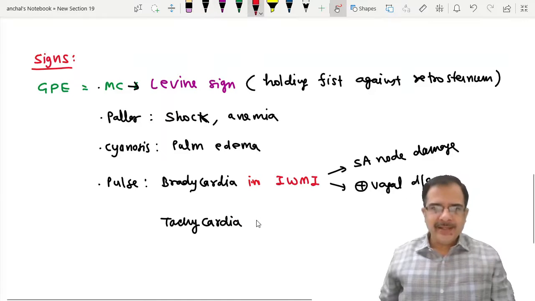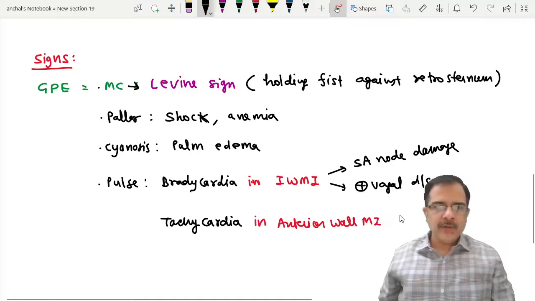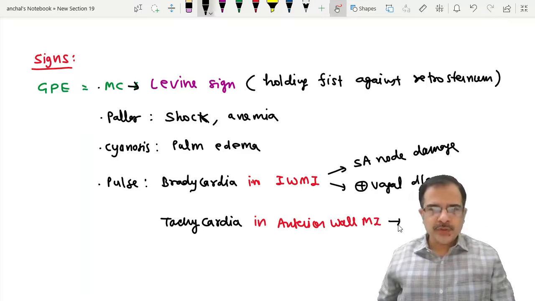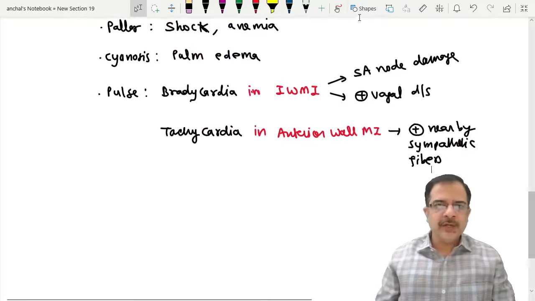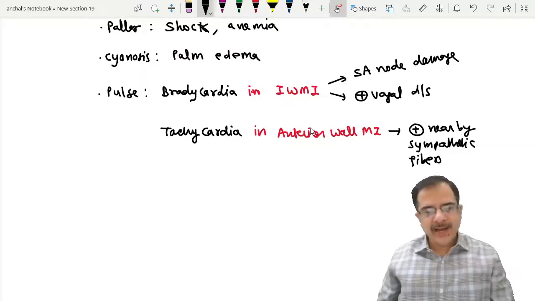and tachycardia is seen typically in anterior wall MI. The reason is that in anterior wall MI, the nearby sympathetic fibers are stimulated. So this is due to the stimulation of nearby sympathetic fibers that leads to the tachycardia. Also, anterior wall MIs are associated with shock, due to a reflex stimulation of sympathetic activity.